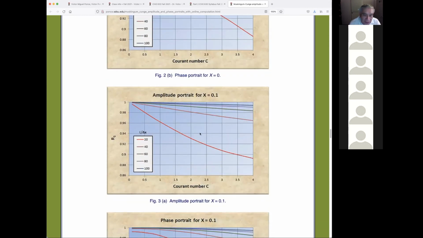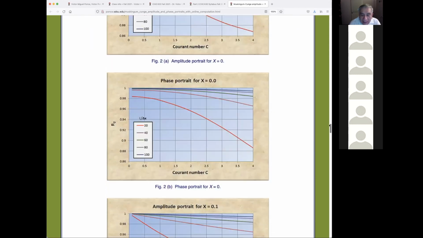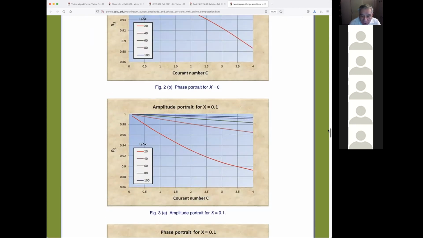Amplitude portrait for x equal 0.1. Same thing in here for 0.1. It gets a little better. We could compare these two side by side, but it does get a little better. I can't show you at this point. It does, 0.1 is better than 0.